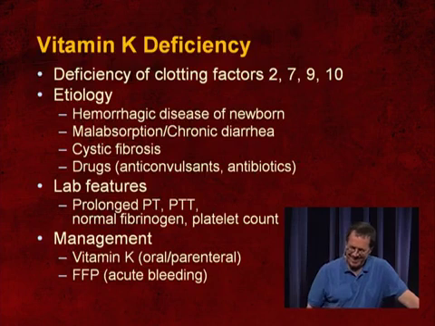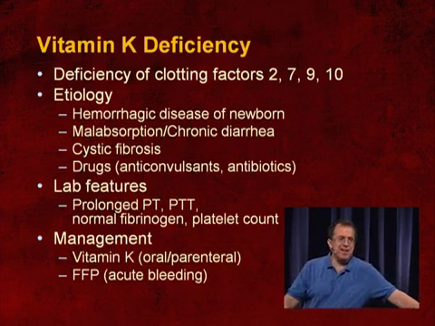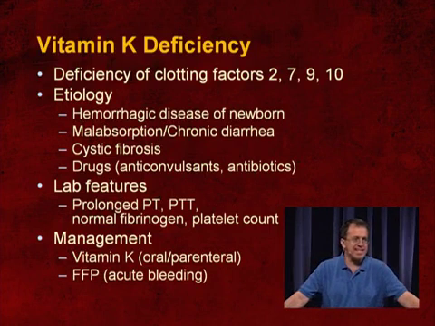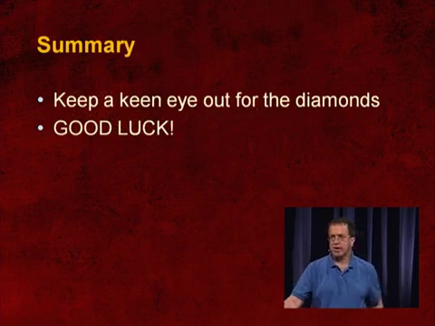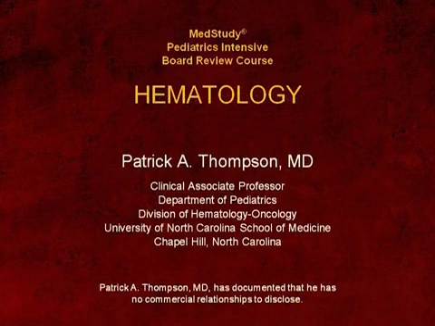Okay, the vitamin K dependent factors, I remember by 1972. 10, 9, 7, 2. You were all born after that. So, okay. So hemorrhagic disease of the newborn, those are our lab features. You get some prolongation both of PT and PTT because these factors are in both pathways. Normal fibrinogen, normal platelet count. Give them vitamin K, give them FFP if it's really bad. Okay. Thank you guys very much.